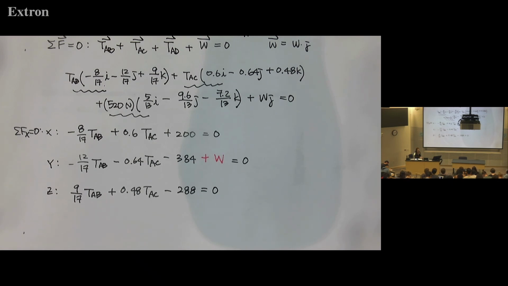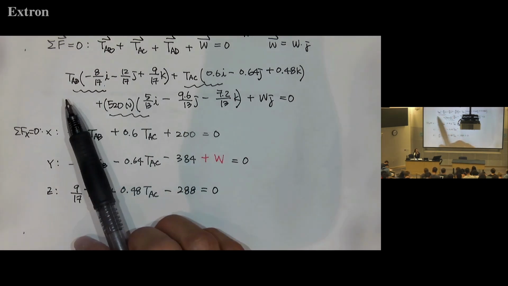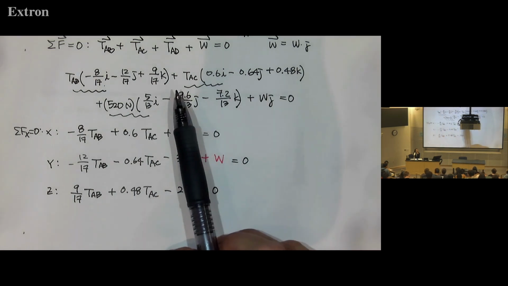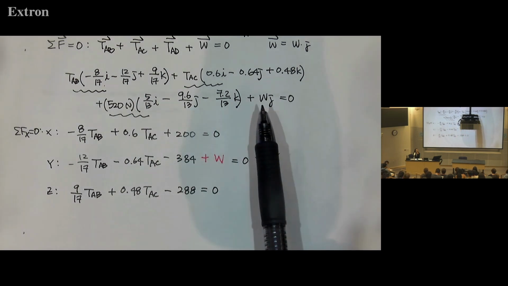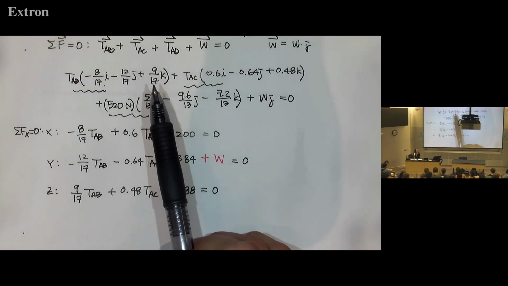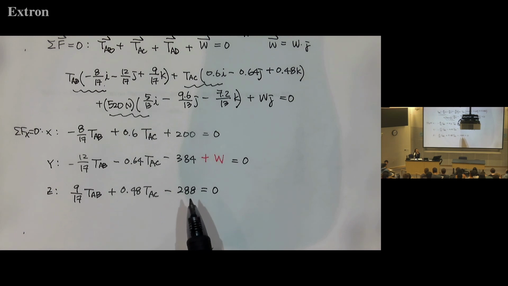Okay, so this is what I've got. So y component here, minus 12 over 17 times TAB. And the next one is minus 0.64 TAC. And then the third one is this times this. And then fourth one is W. Okay, plus W must be here. We must find W from this problem. And then Z component, this times TAB, this times TAC, and then this. So that's 288. Okay. Any questions?